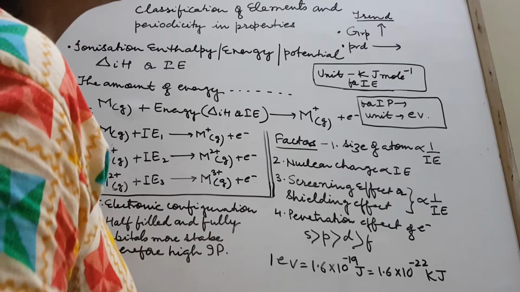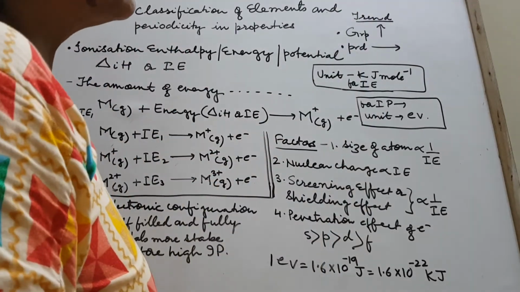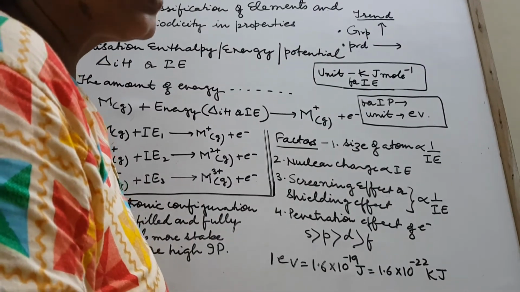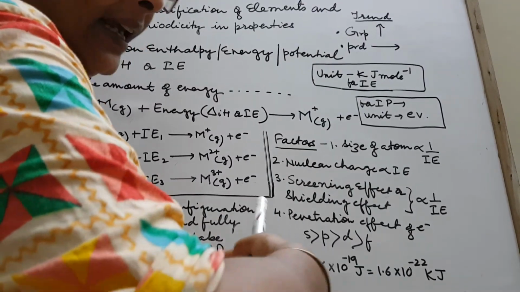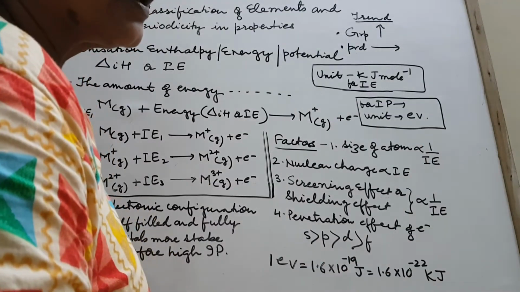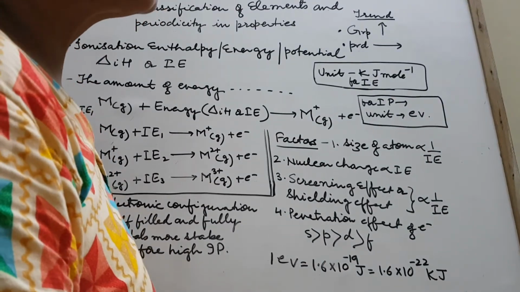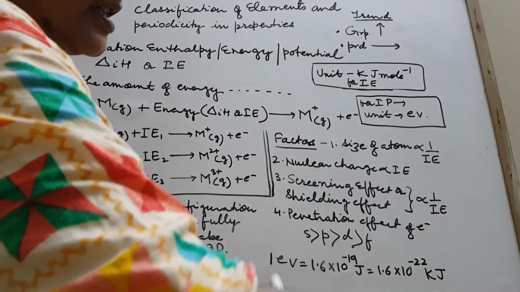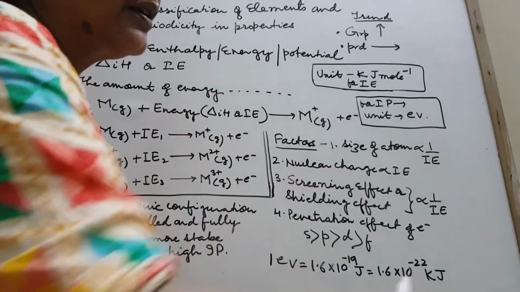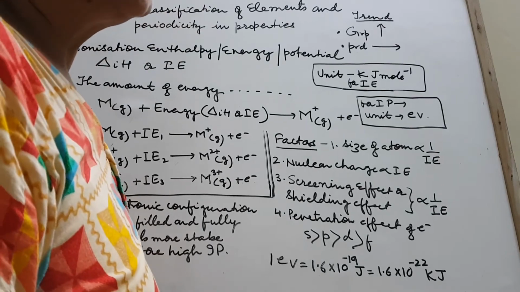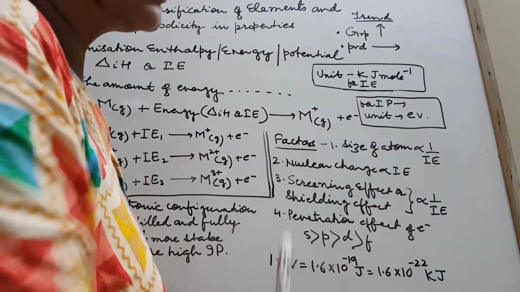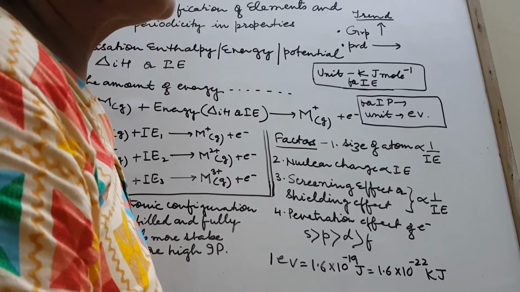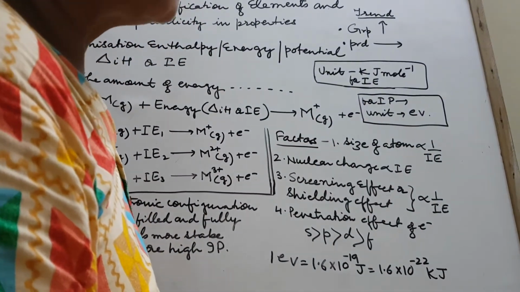Then children, its trend in a group from top to bottom: size increases, so it is easy for us to pull out an electron, because normally the electron which comes out is from the outermost shell. If the size is increasing, the outermost shell is much farther from the nucleus, with less force of attraction, so you can easily take out the electron. So IP will decrease. That's why the arrow is made this way. Top to bottom in a group, IP or IE decreases.